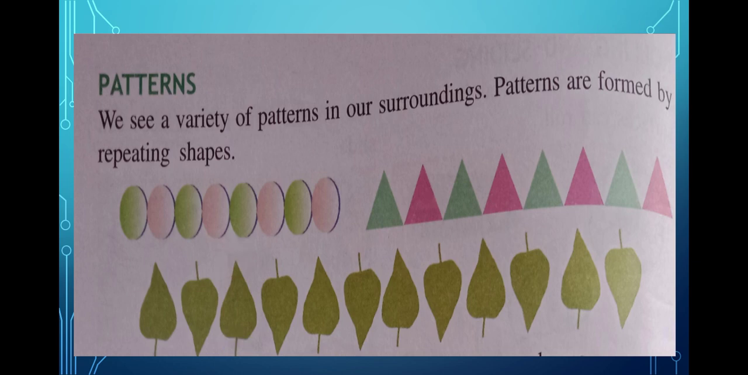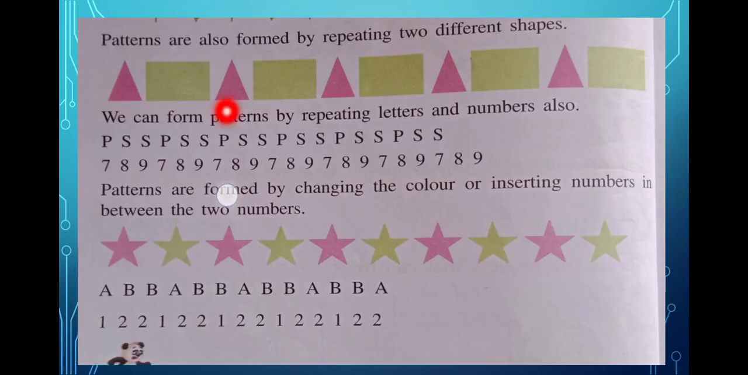Patterns can also be formed by using alphabets, by repeating letters and numbers. This is again a different thing. Patterns are also formed by repeating two different shapes. See, one triangle, then rectangle, triangle, then rectangle, triangle, rectangle, like that. These are also patterns, formed by repeating two different types of shapes.